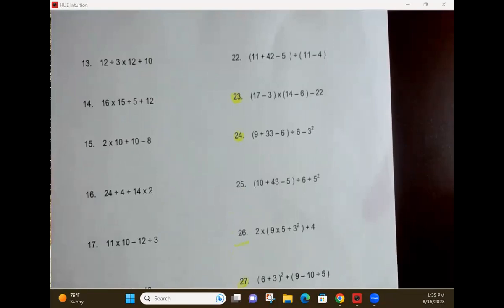Number 23 on the back side now, we can see some parentheses. We can see some grouping. We've also got some exponents sprinkled in here. So for number 23, where should we start? Start with our parentheses, with our grouping things. We've got more than one set of parentheses here. Okay? So we're going to treat it just like when there's more than one addition or more than one multiplication. Okay, we'll go from left to right. So starting with our first set of parentheses, 17 minus 3.